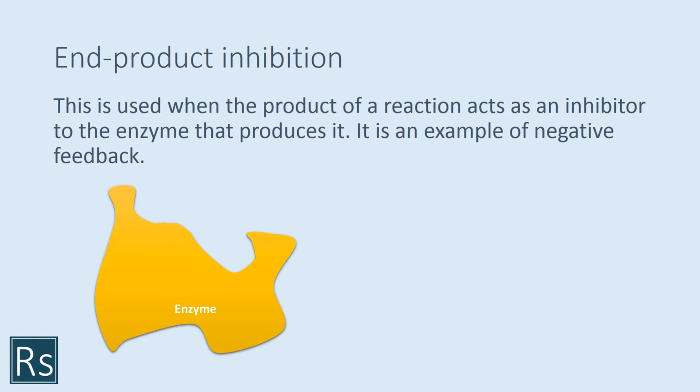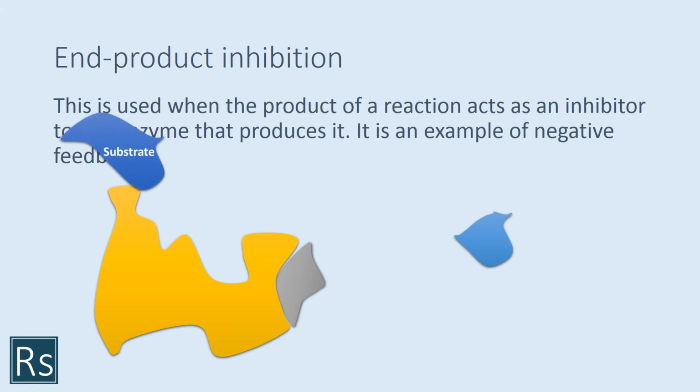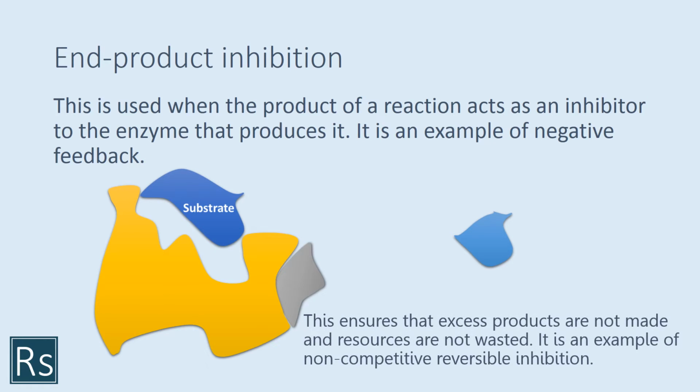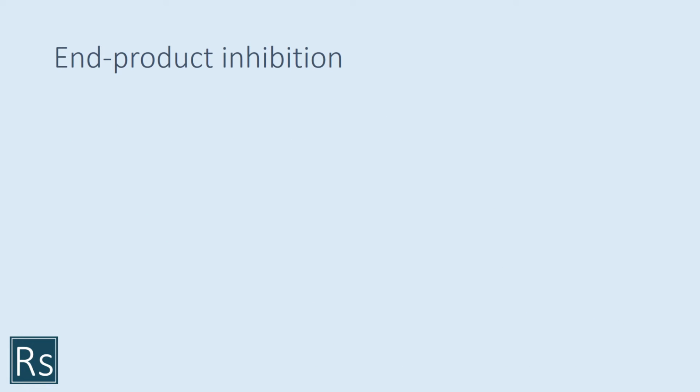The last type of inhibition we'll look at is end product inhibition, and this is used when the product of a reaction acts as an inhibitor to the enzyme that produces it. It's an example of negative feedback. Here you can see that as the substrate is broken down into the products, one of those products binds non-competitively to the enzyme, changing the shape of the active site. This stops any further reaction. This is important as it ensures that the excess products are not made and resources are not wasted. It's an example of a non-competitive reversible inhibition.